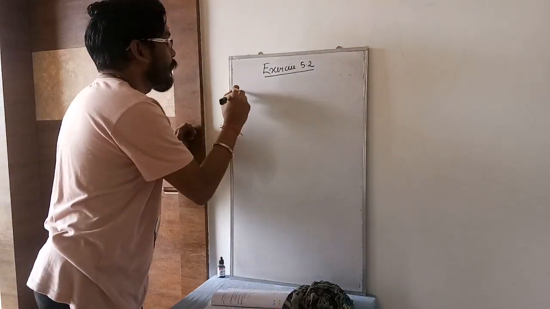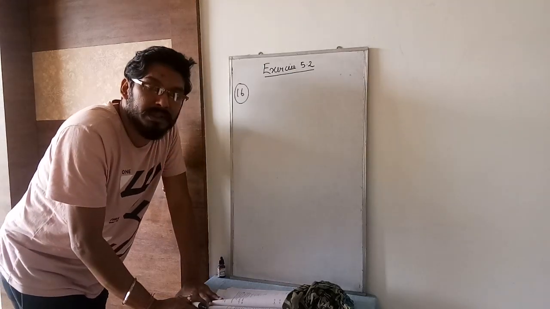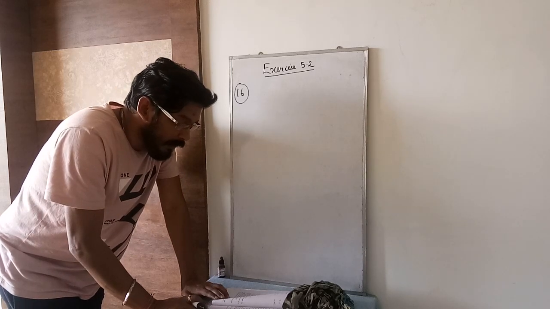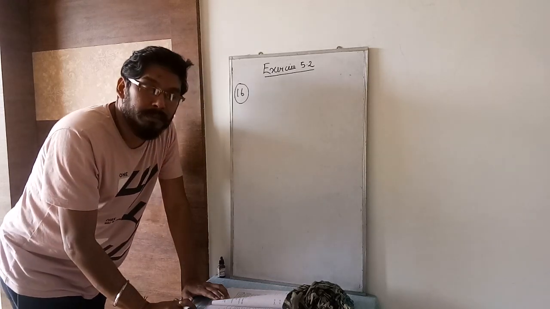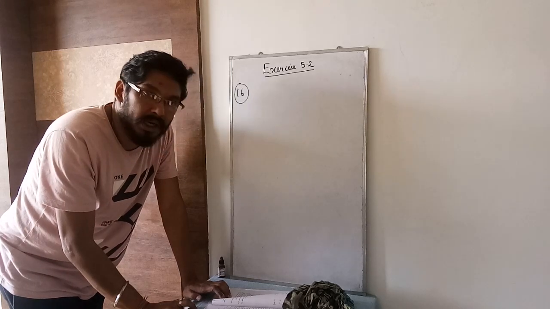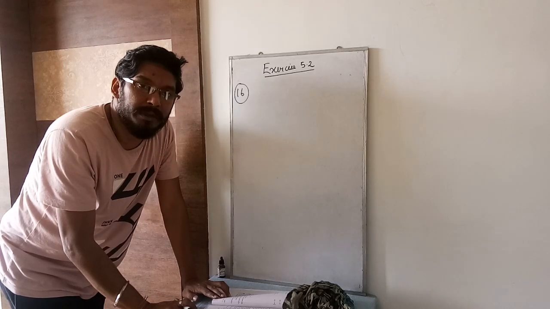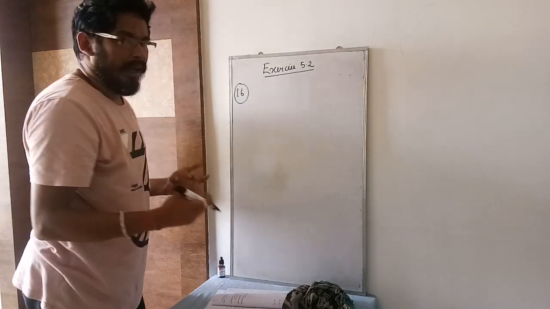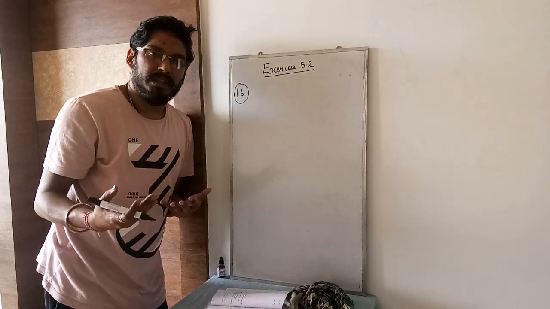So question number 16, what did they say? Determine the AP whose third term is 16 and whose seventh term exceeds the fifth term by 12. I repeat the question again. Determine the AP whose third term is 16 and seventh term exceeds the fifth term. It means the seventh term is more than the fifth term by 12. I will not write those statements. Let the first term be a and the common difference be d. I will just start with the sum.